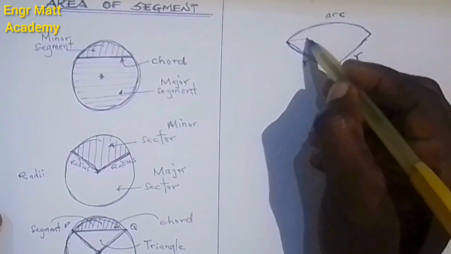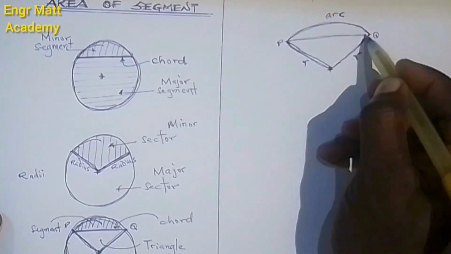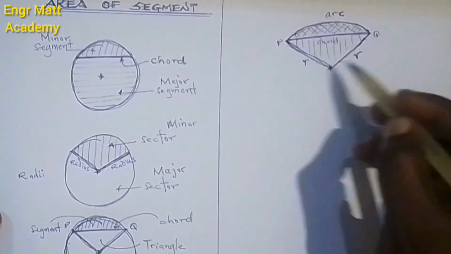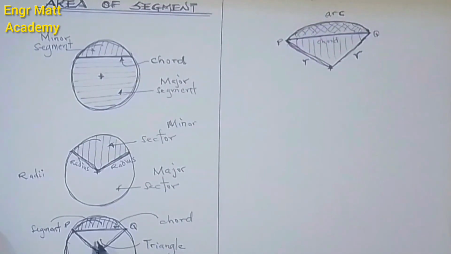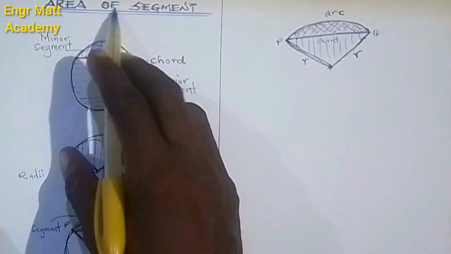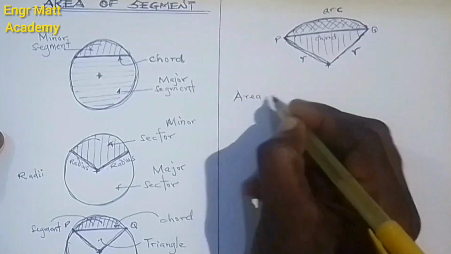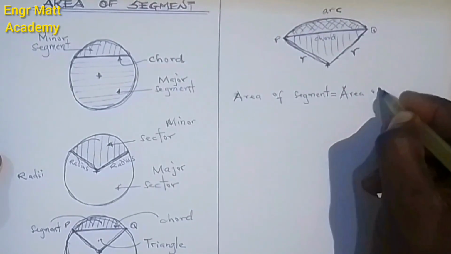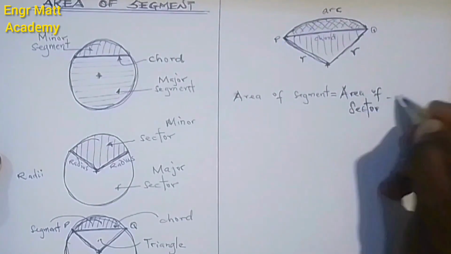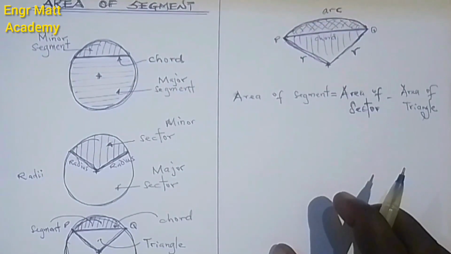Now if we draw a straight line from P to Q, this line is a chord. The whole of this is a sector. But inside the sector, we have a triangle, as you can see here, and a segment. But we are talking about the area of segments. So to find the area of a segment, we say area of segment is equal to area of sector minus area of triangle. Do you understand?